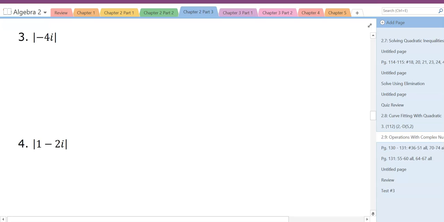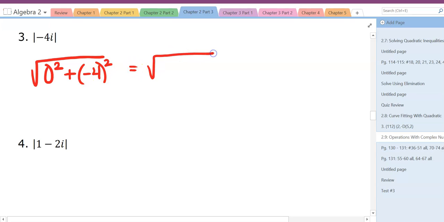So for number 3, the real number piece is missing. So that means that there's a 0 there, because it's like 0 minus 4i. So 0 squared. Now the number in front of i is -4, so you're going to square -4. So 0 squared isn't going to do anything, but what's -4 squared? 16. What's the square root of 16? 4. So we should have just gotten 4 for number 3.